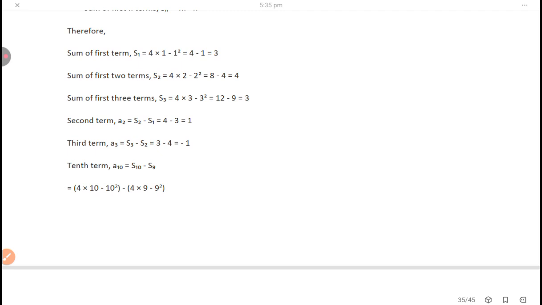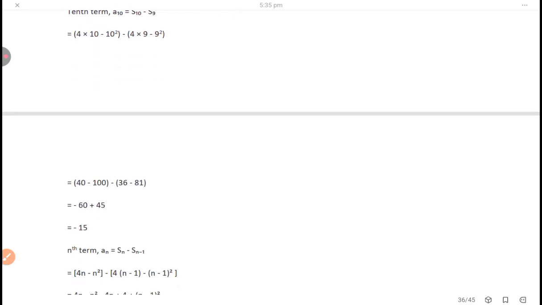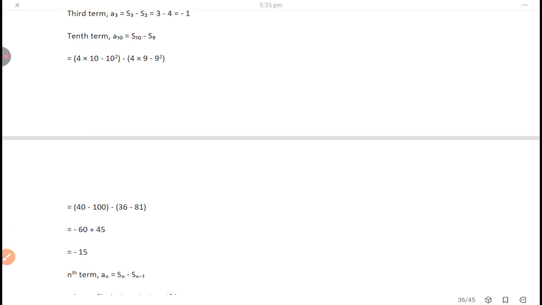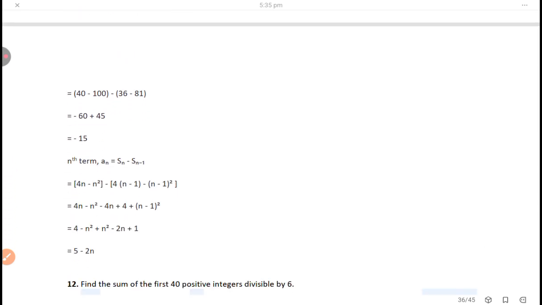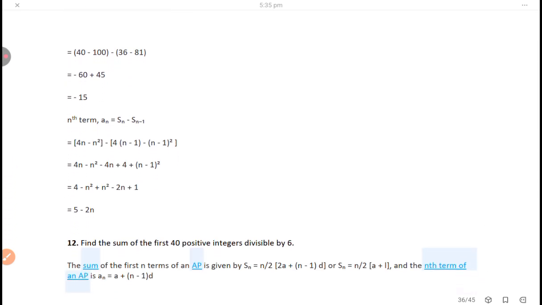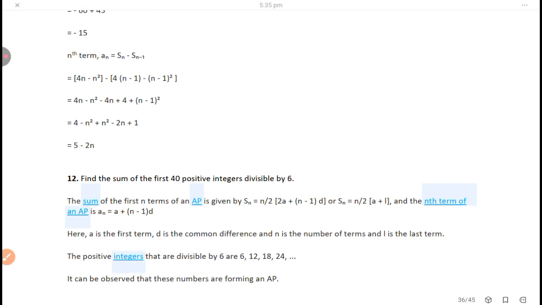A2 is S2 minus S1. The third term A3 is S3 minus S2. The 10th term A10 is S10 minus S9. So A10 is minus 15. The nth term An is Sn minus Sn minus 1. You will get 5 minus 2n.